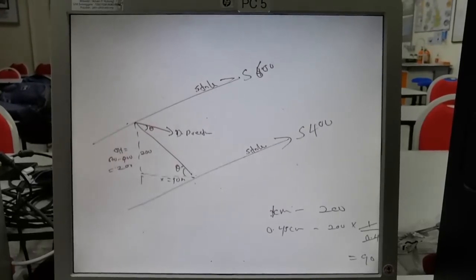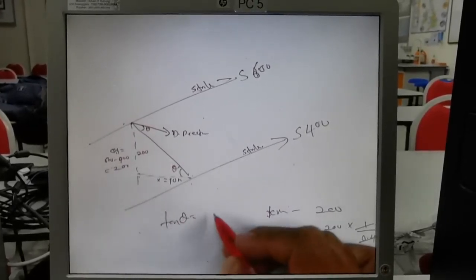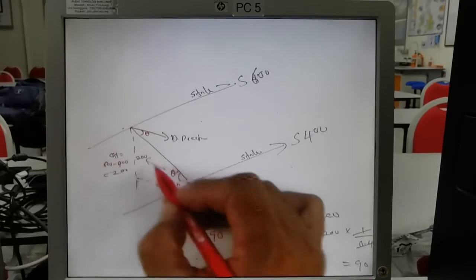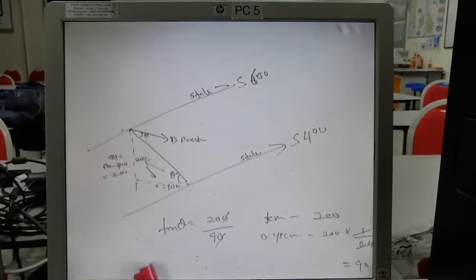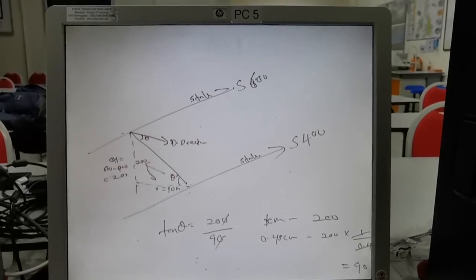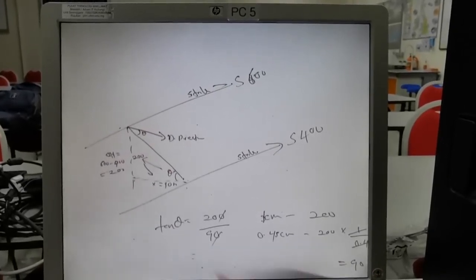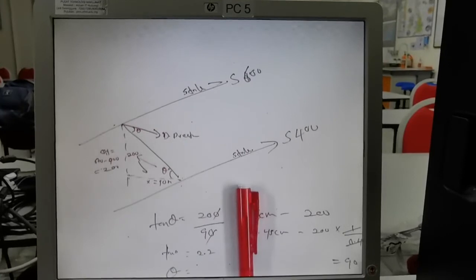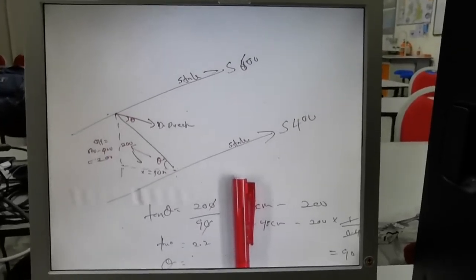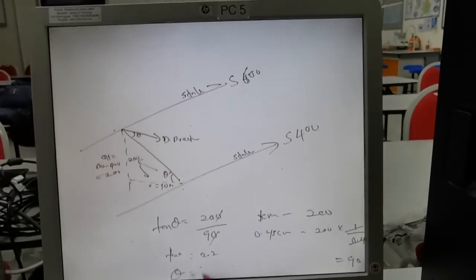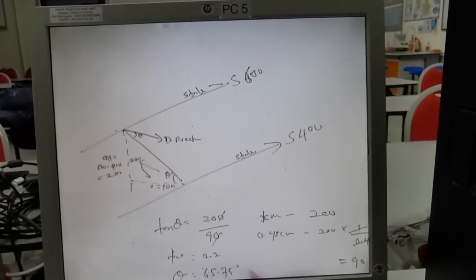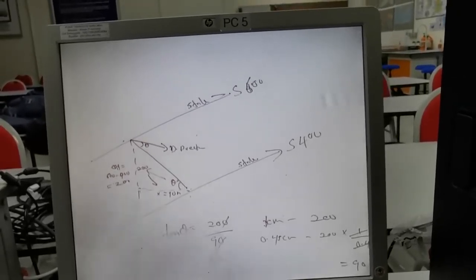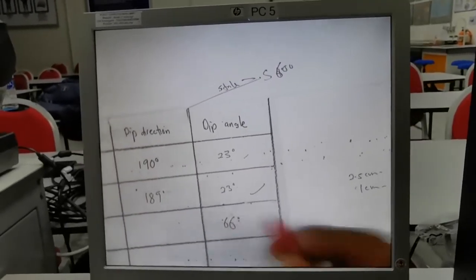So tangent theta is equivalent to 200 divided by 90 meters, so tangent here, divided by here. 20 divided by 9 is equivalent to 2.22. Inverse tangent of 2.22 is 65.75 degrees, rounded to 66 degrees. Okay, so our dip angle is 66 degrees.